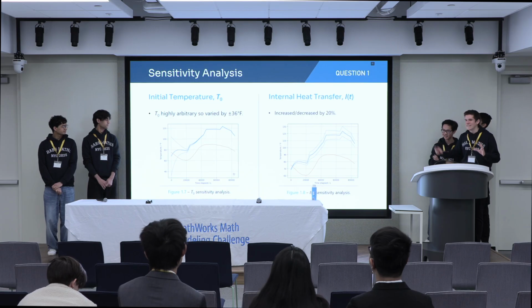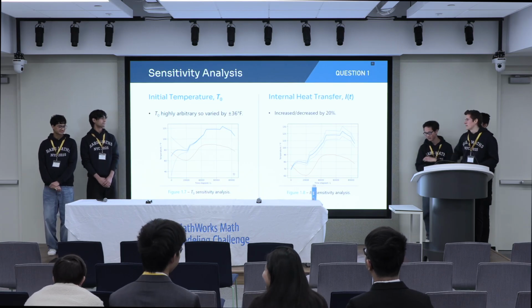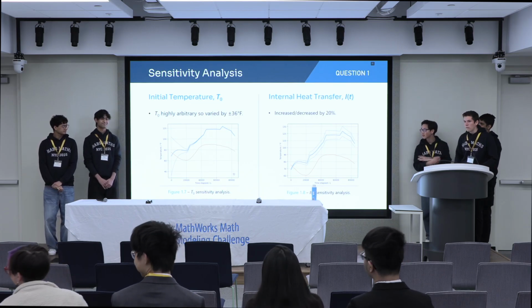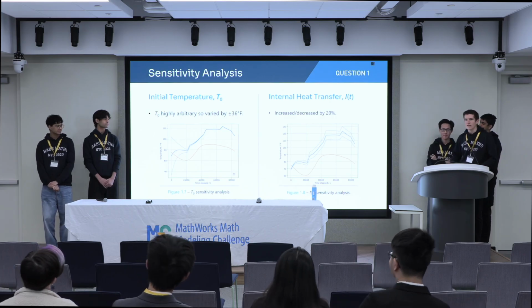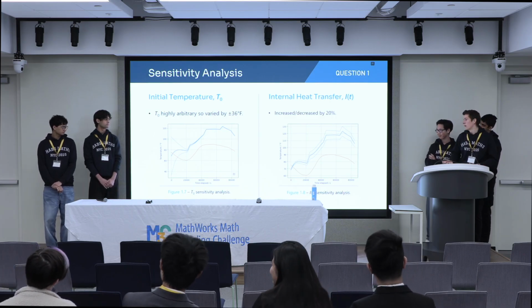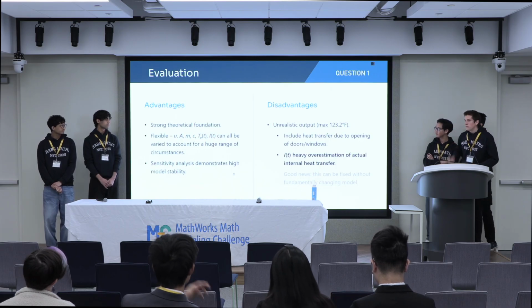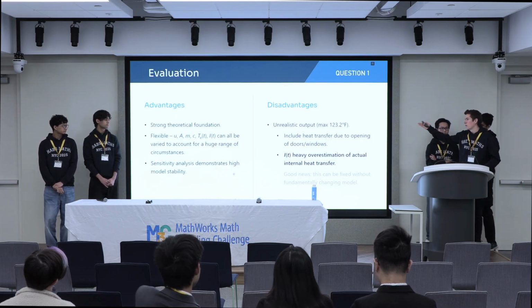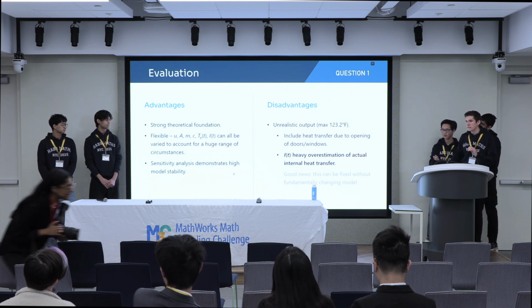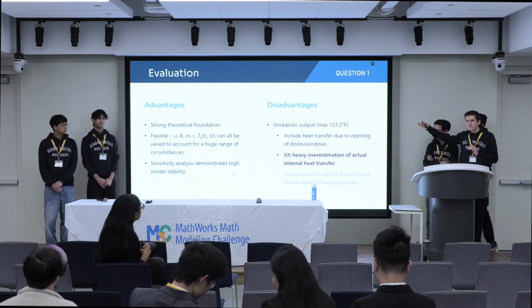But first, sensitivity analysis. So we varied T0, as mentioned earlier, and had no impact. We varied I of T, and this did have a significant impact, which is to be expected, given that it's a key contributor to the model. So we'd expect that. And then some brief advantages, disadvantages: strong, flexible, high stability, all good things. The main disadvantage is this very high temperature value.